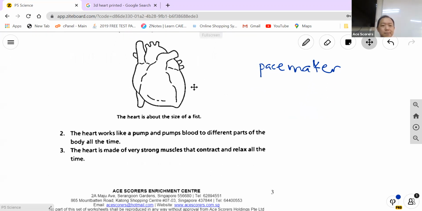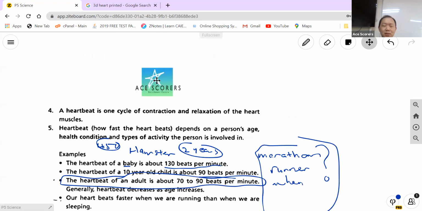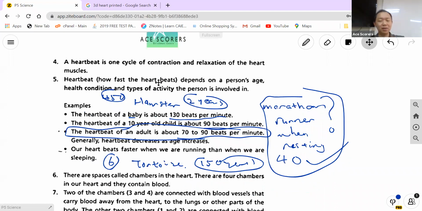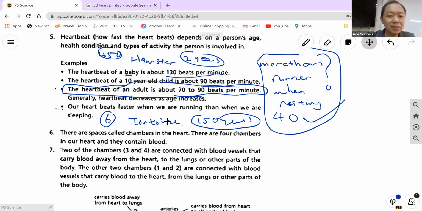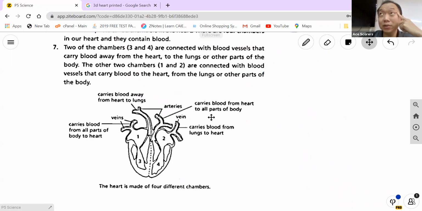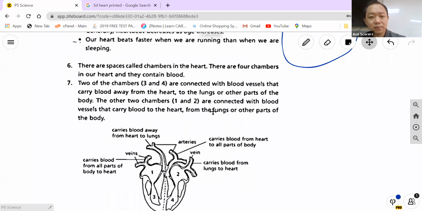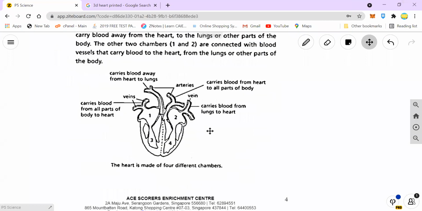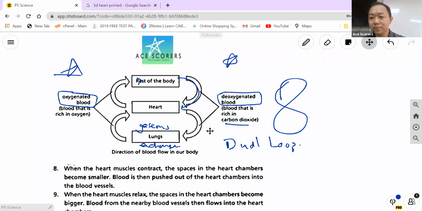Next. Okay, so we talked about this before. I think we talked about this at least twice, right? The heartbeat of marathon runners, tortoise, hamsters, all this. Basically, the harder you are working, the more strenuous your exercise, the more the heart will pump.